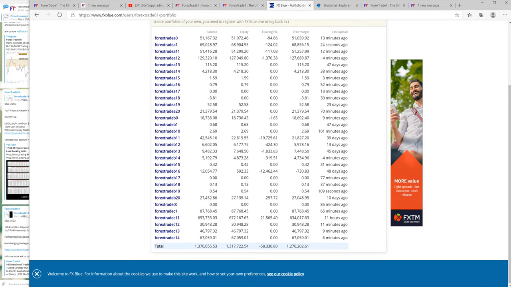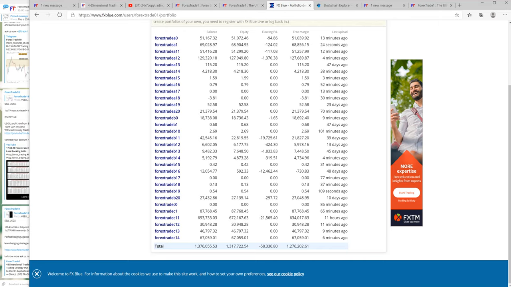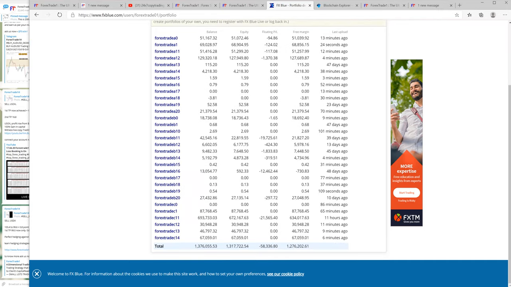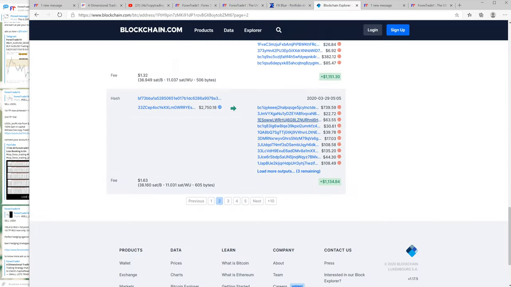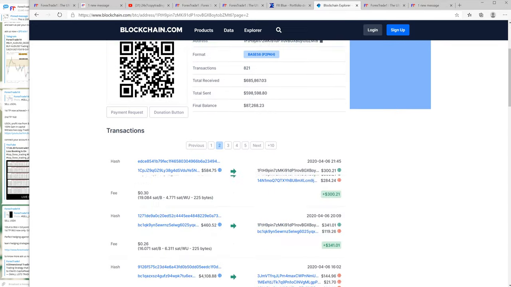This is the FX Blue performance, which you can check here. This is the $1.4 million capital that we are managing. This is live. You can verify the accounts and the details and everything. It's all live. There is one more thing we would like to show you. This is the company's Bitcoin account, where you can see 121 transactions done, the total received amount, total sent amount, and this is the final balance.